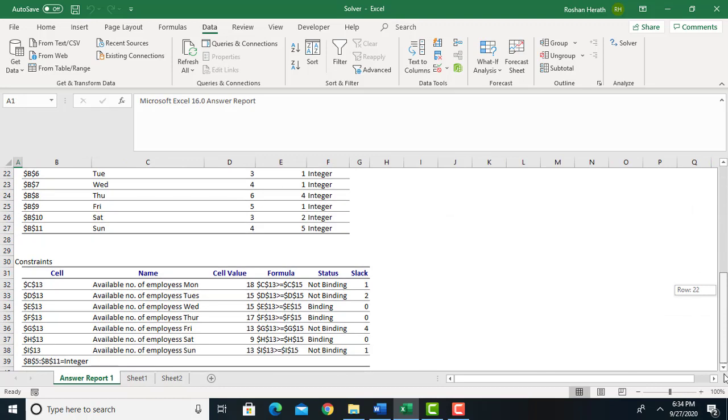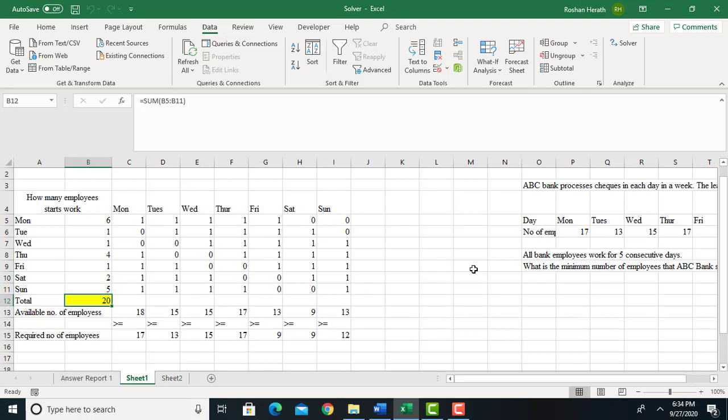And also you can see the binding and non-binding constraints, available number of employees. It's not binding, not binding, binding, binding, not binding, binding, and not binding. So it is how you work out a question of that nature. So therefore, in a given situation, if you've been given to plan the work schedule or schedule the workforce, what you need to do is have a kind of structure like this depending on the requirement.